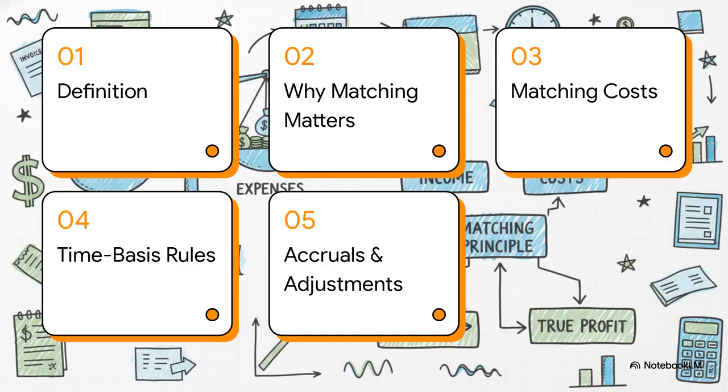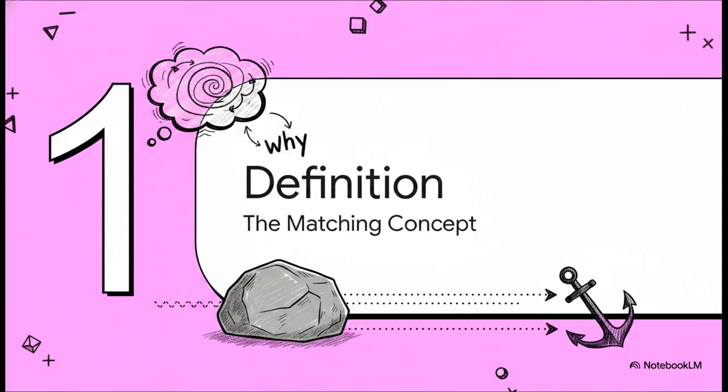Okay, let's take a super quick look at our roadmap for today so you know exactly what we're covering. We've got 1. The matching concept defined. 2. Why matching matters. 3. Matching costs to revenues. 4. Time-based recognition rules. And finally, 5. Accruals and adjustments.